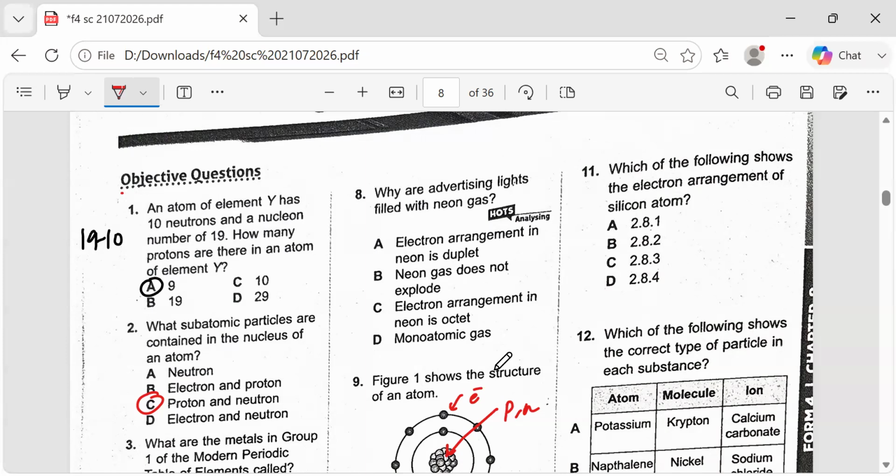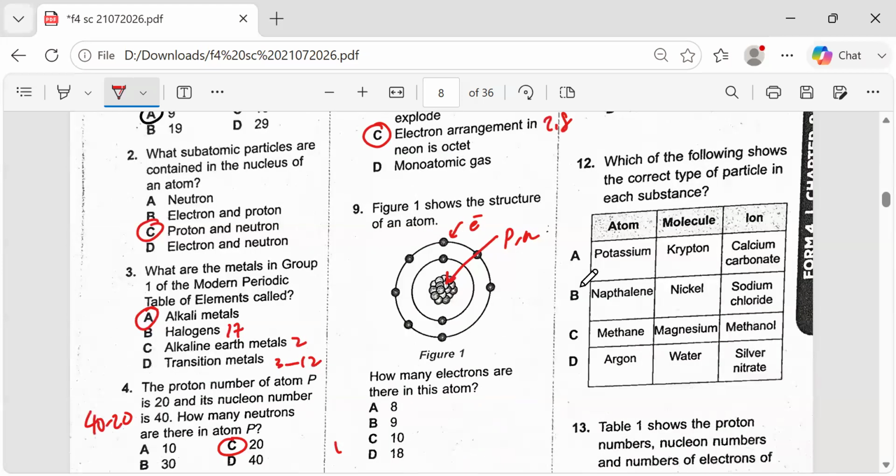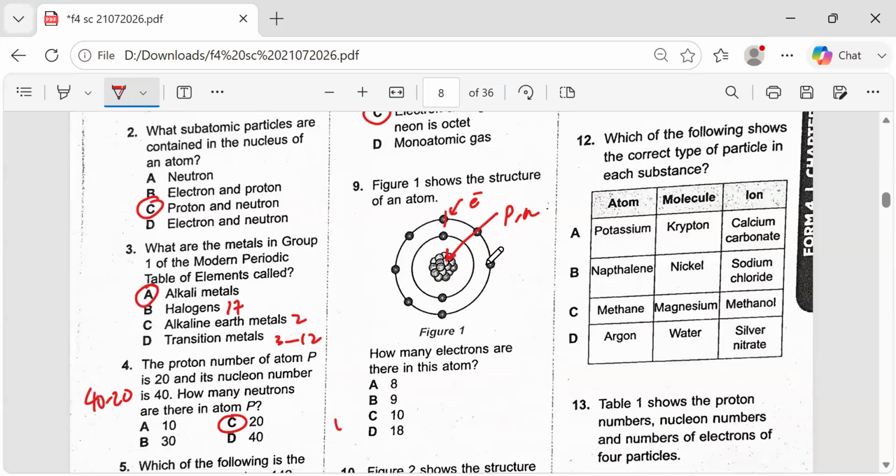Please study, okay. Why are advertising lights filled with neon gas? Neon gas is inert. The arrangement is an octet. Octet means it's a full 2, 8. That means it's happy, it won't react at all. How many electrons? 1, 2, 3, 4, 5, 6, 7, 8, 9.